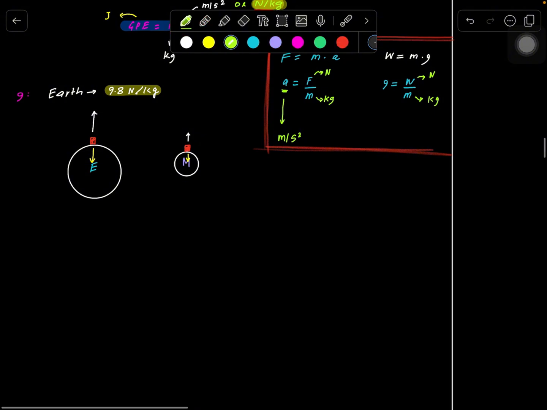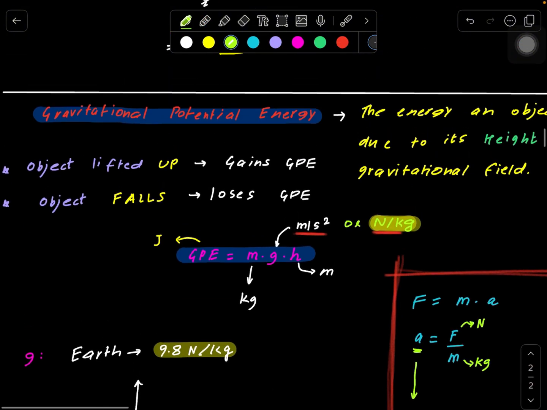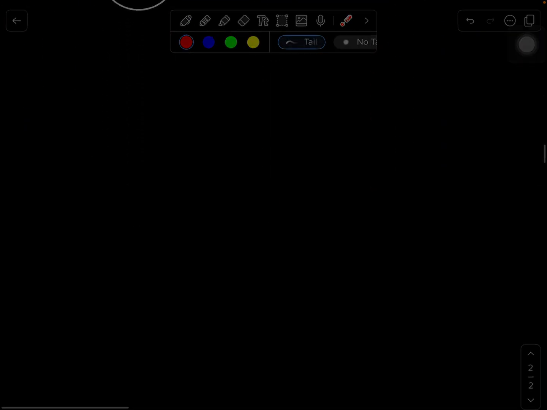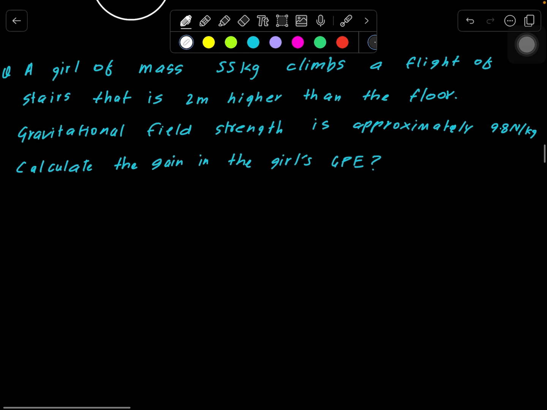All right. Let's do a question for this key idea. A girl of mass 55 kilograms climbs a flight of stairs that's 2 meters higher than the floor. Gravitational field strength is approximately 9.8 newtons per kilogram. Calculate the gain in the girl's gravitational potential energy. I would recommend that you draw a little diagram to stimulate your thought process.